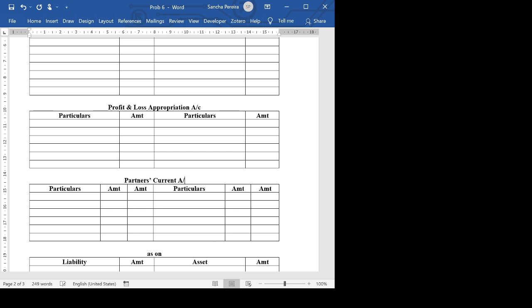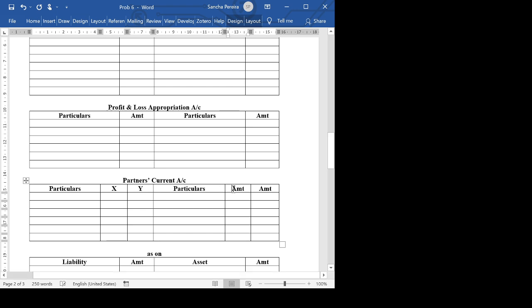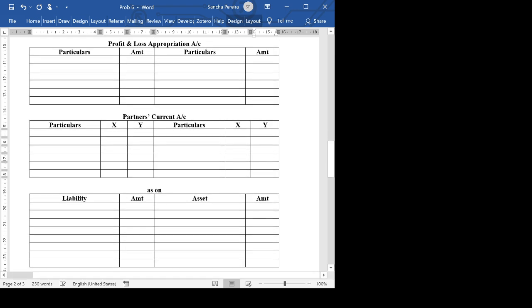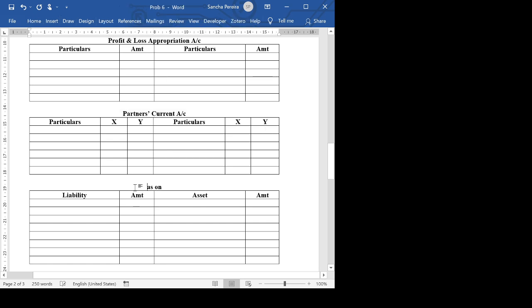current account, partners current account. Instead of putting amounts, I will put X and Y. And then we have the balance sheet as on 31st March 1996.